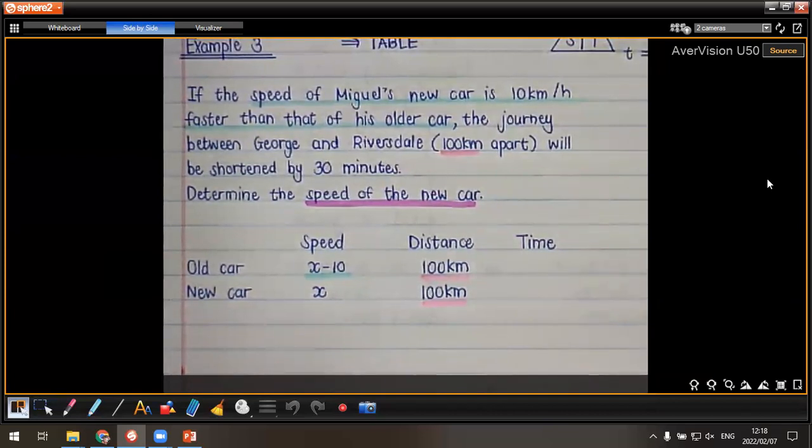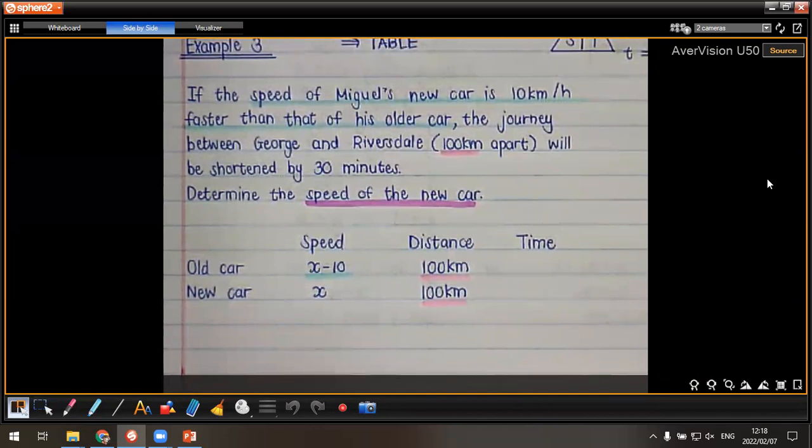But now it's going to be time. Did they tell us how long it takes the old car or how long it takes the new car? Did they give us actual time? Let's read. What are they saying? This is saying the journey will be shortened by 50 minutes. But they haven't actually told us how long and how long.